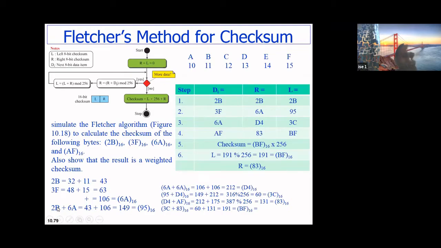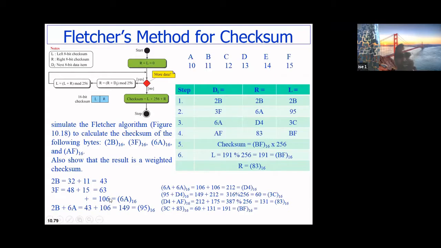So 2b plus 3f. You got the idea? It should have been 2b plus 3f. So this is nothing but 2b plus 3f. If I add these two, I'll be getting 106.